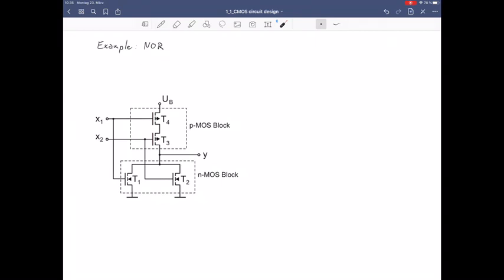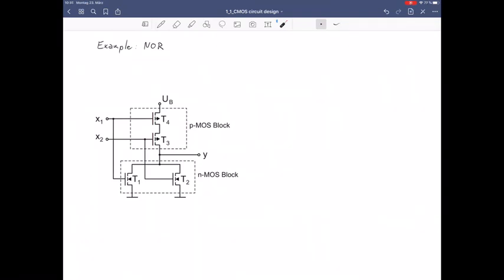If you look at the upper part of the circuit, this is the so-called PMOS block. You will see that the transistors within this block are P-type MOSFETs. And if you look at the block in the lower half of the circuit, which is called the NMOS block, you see that the transistors here are N-type MOSFETs.